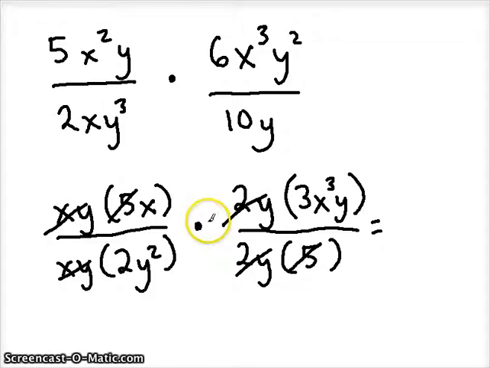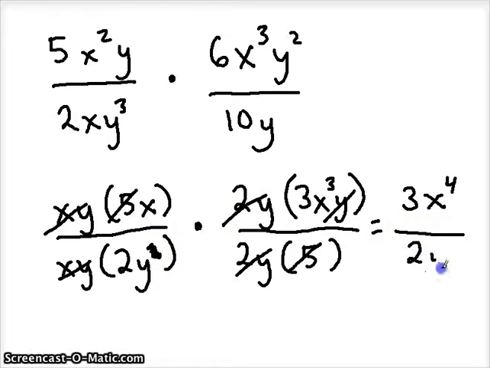Anything else that we have in common here on top and bottom? We have 1 y here and 2 y's down there, so I could cancel this y, and then I'm left with 1 y on the bottom. And now we can multiply with just the remaining terms that are left. So x times 3x cubed would be 3x to the fourth, and 2y is all we got on the bottom. Here's our final answer.